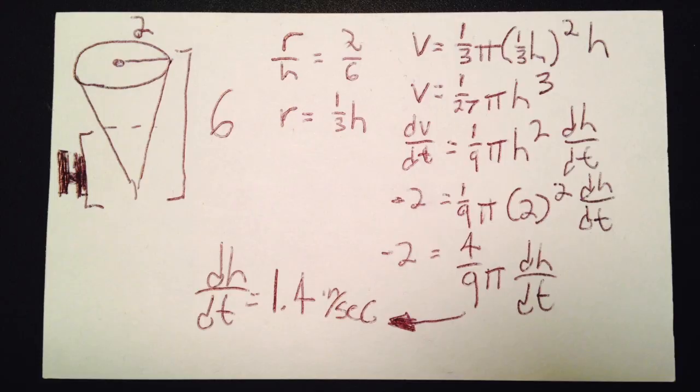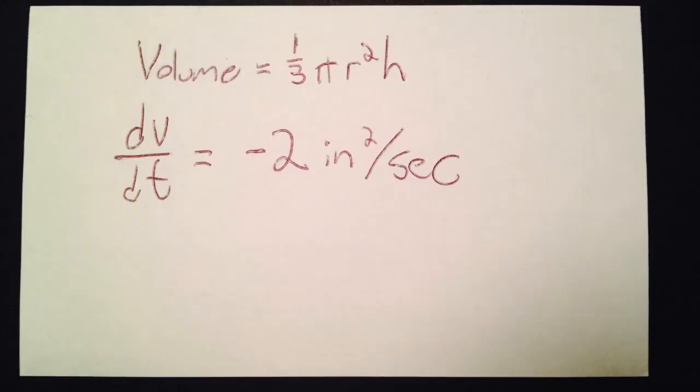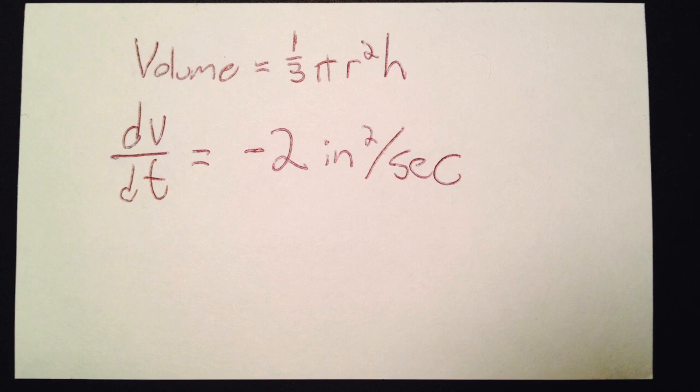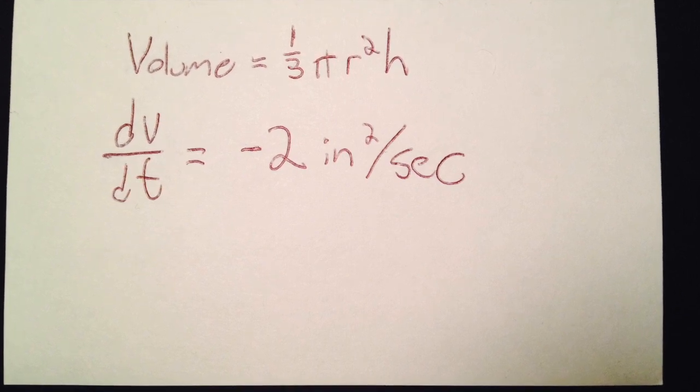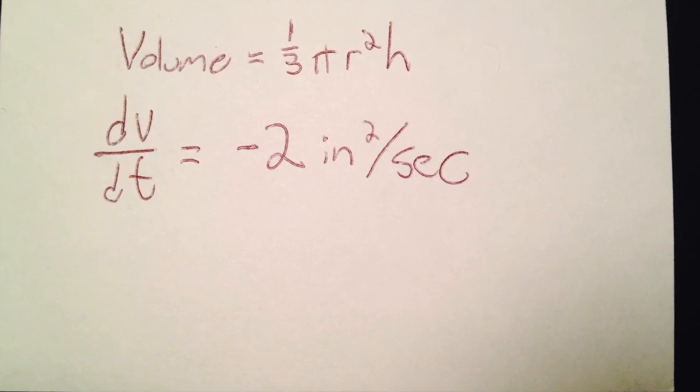Let's see how. So, this is the work we have to do to solve such an equation. But first, we need some background. The volume equation looks like this, and when you derive it, we get negative 2 inches squared per second.